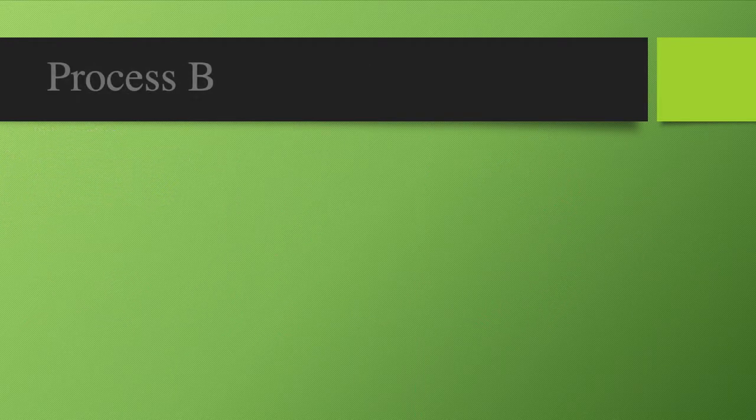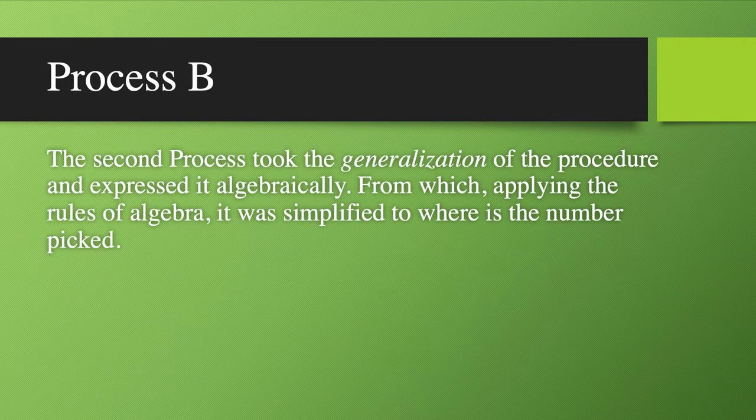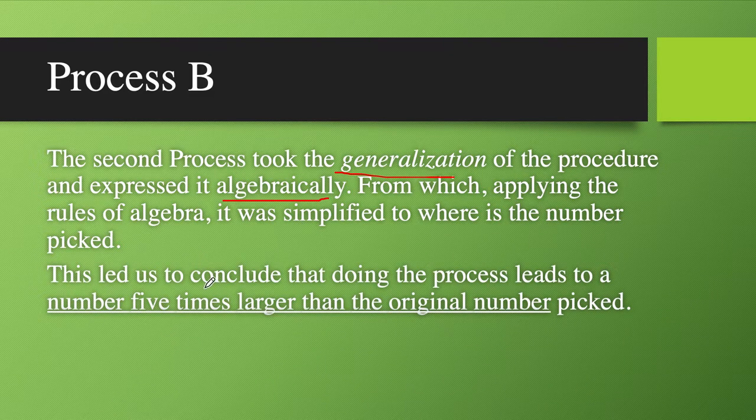Next, we're going to consider process B. The second process took the generalization of the procedure first and expressed it algebraically. We did some algebra there, from which, applying the rules of algebra, the principles, the axioms, it was simplified to where the number is picked. This led us to conclude that doing the process leads us to a number 5 times larger than the original number picked. As we can see, we ended up with 5x.